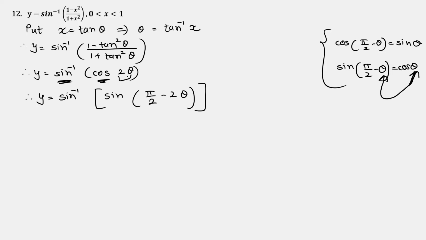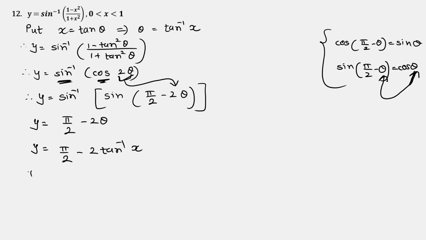If 2 theta is the angle, then you will do pi by 2 minus 2 theta. So that has to be seen properly. Y is equal to pi by 2 minus 2 theta, because sine inverse and sine will be removed. And you will be having pi by 2 minus 2 theta. Let us substitute theta. Y is pi by 2 minus 2 tan inverse x.